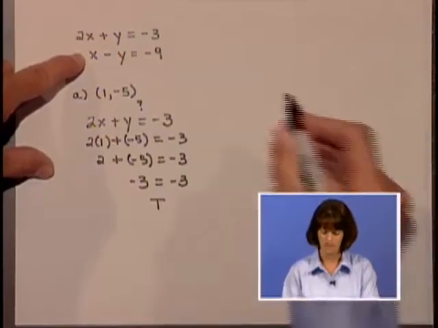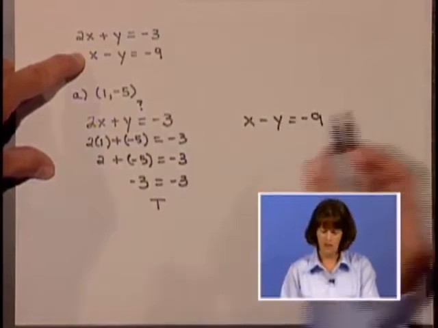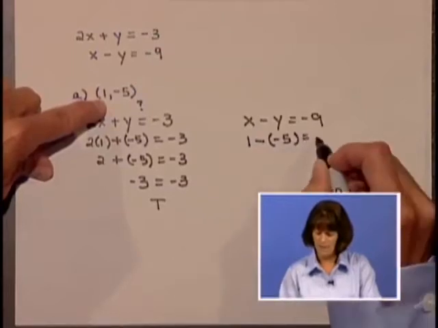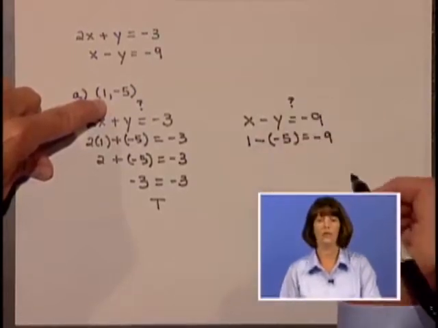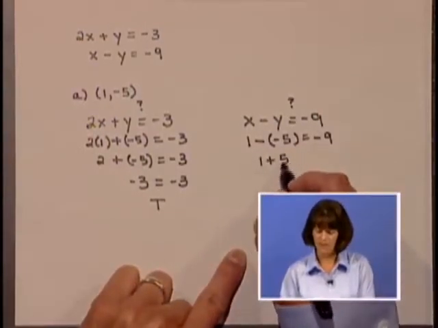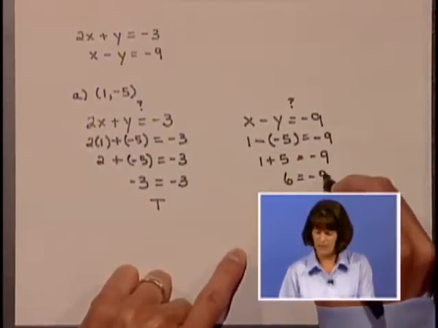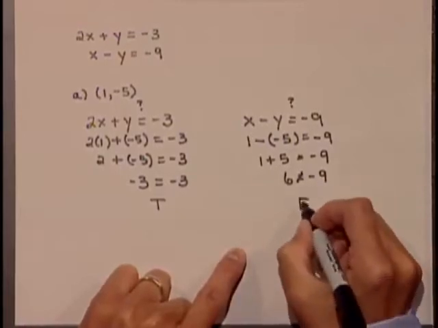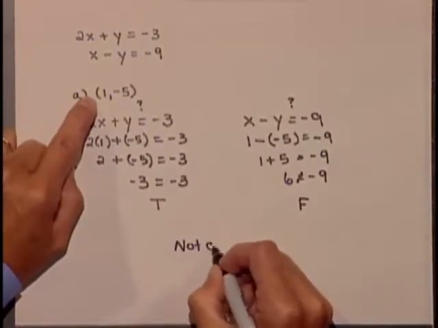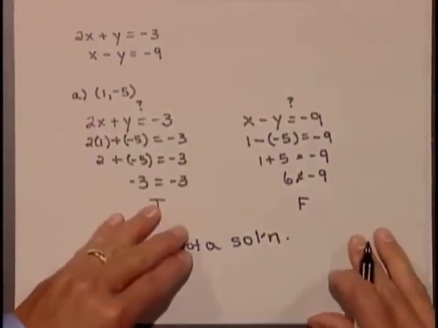Let's try the second equation. x minus y is equal to negative 9. Substituting the values 1 in for x and negative 5 in for y, does this in fact equal negative 9? 1 minus a negative 5 is 1 plus 5. And we can see that this is not going to work, as we get 6 is equal to negative 9. That statement is false. The point (1, negative 5) is not a solution to this system of equations. Let's go to part B.